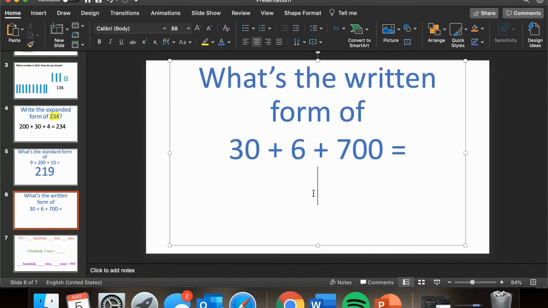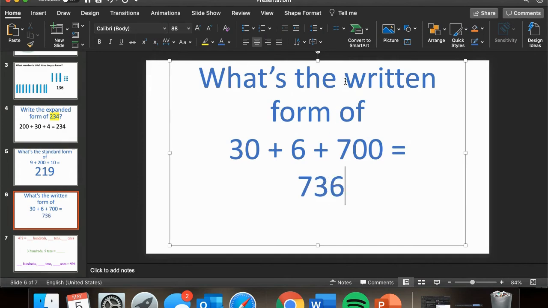So first, I like to put it in standard form first. So what is the hundreds? How many hundreds do we have in this? 700. How many tens? 3 tens. And how many ones? 6 ones. So the number is 736.